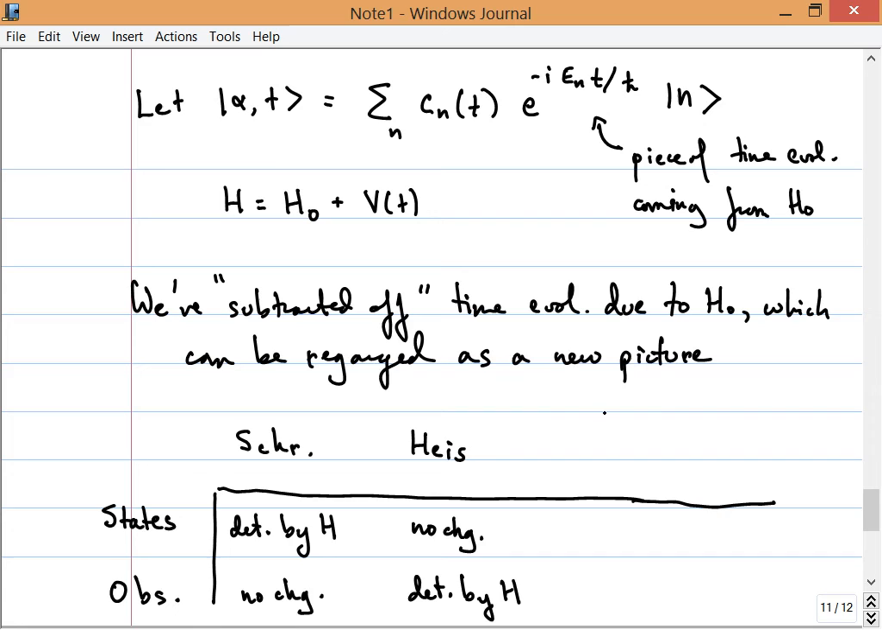And so by subtracting off in our description of states the time evolution due to H naught, but not to V, what we're really doing is introducing a new picture, which is usually called the interaction picture, where the evolution of the states is determined by V, and the evolution of the observables is determined by H naught. There's no rule that says that you have to take either the Heisenberg picture or the Schrodinger picture. You could always take something in between and divide your Hamiltonian into two pieces and think of states evolving with respect to one part of the Hamiltonian and observables evolving with respect to the other part. This is a convenient thing to do if, for example, you have a small perturbation V to your Hamiltonian, and you want to understand the effects of that perturbation systematically.